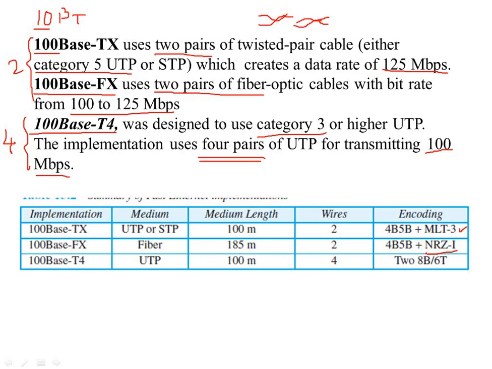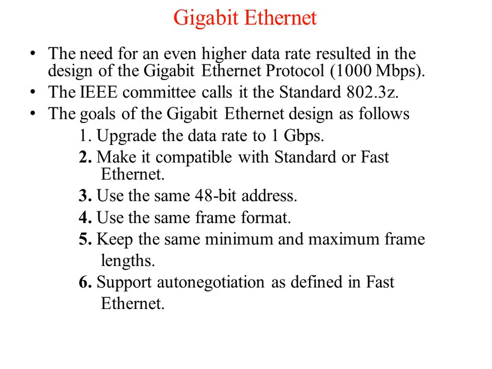Now that is NRZ, non return to zero. 100 base T4 is also using a UTP cable. 100 meters is the maximum length, but the wires utilized are 4, and the encoding technique will get changed. So this is about fast Ethernet.